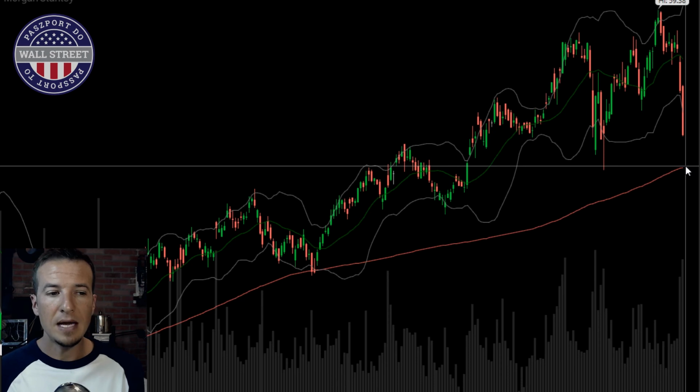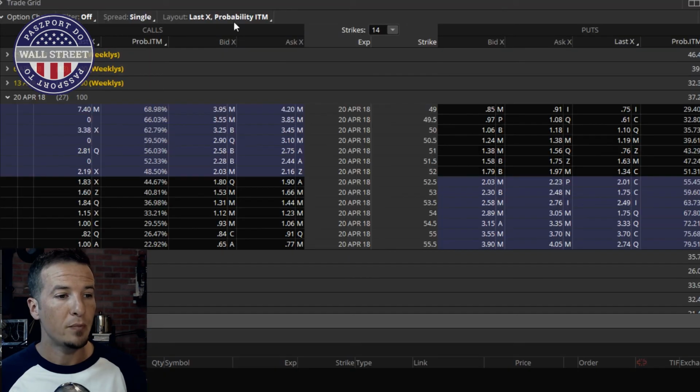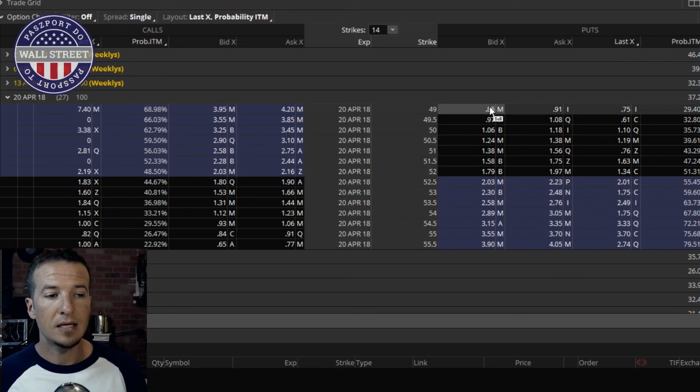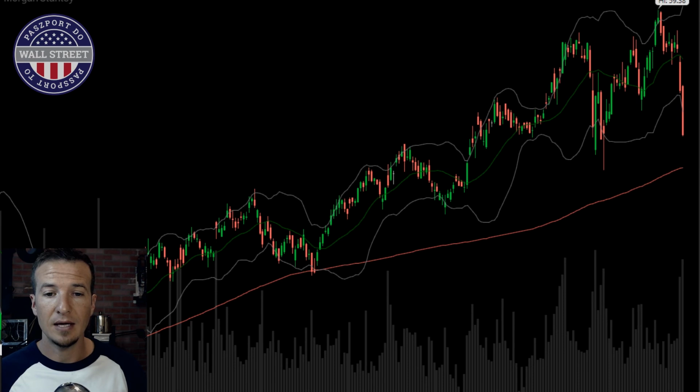But remember, our break even is actually 49. So we don't get in any trouble until we get to 49. What's the probability of that? Well, if we go take a look at the $49 put, there's only a 30% chance that it hits 49. So we have a 70% chance of being profitable above 49. Although that profit would be a little smaller, that's still nice to know that odds are 70% that we're going to make something on this trade.